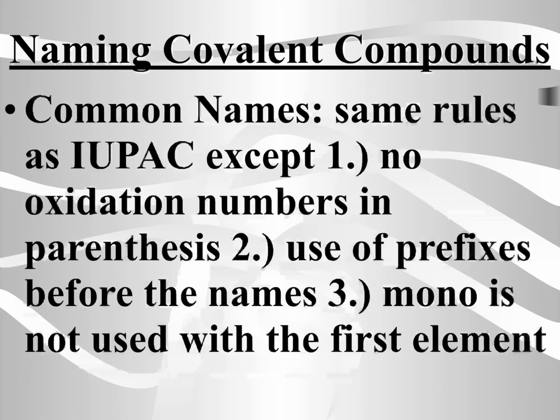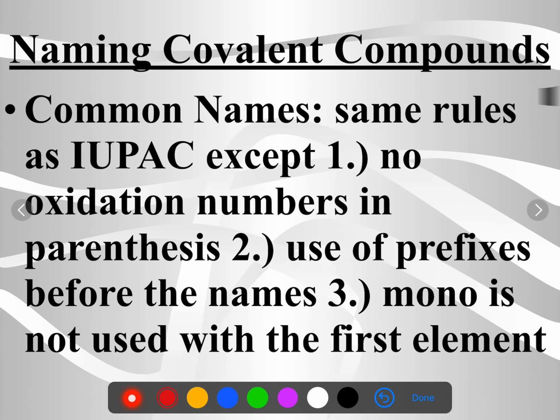And then our last set of rules has to do with the old names that you learned in middle school. So we still use those, so you're welcome to use them. They are the ones where instead of oxidation numbers, we're going to use the prefixes to say how many of each atom you have. Remember, this is only for covalent compounds.